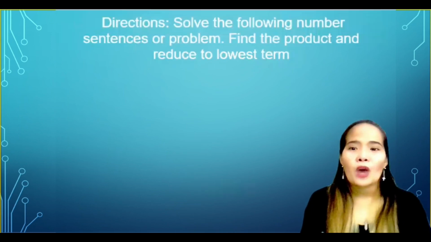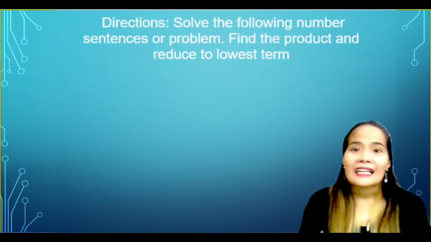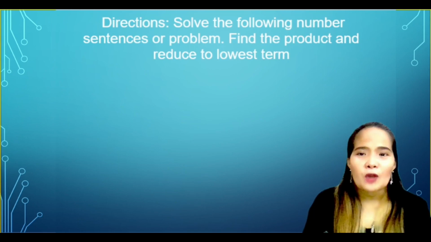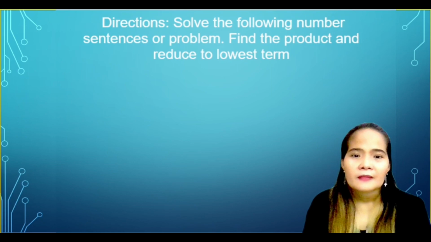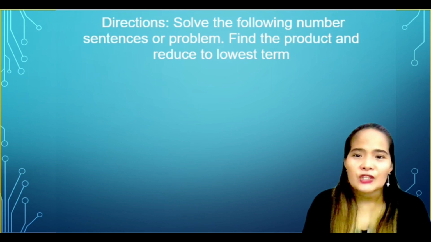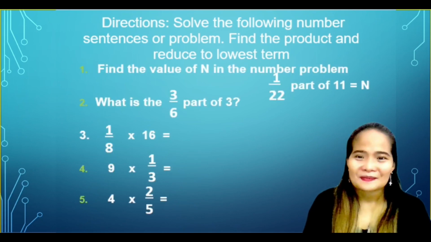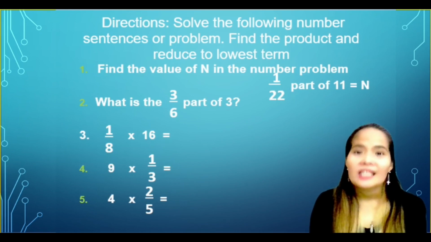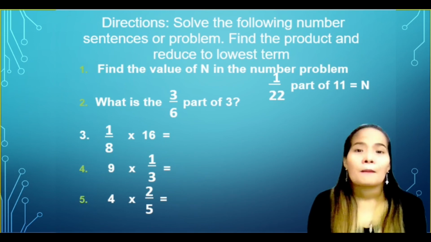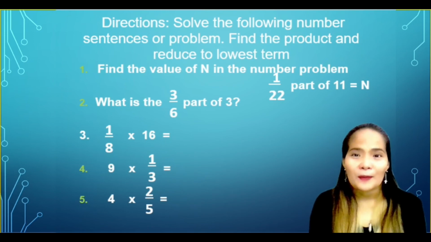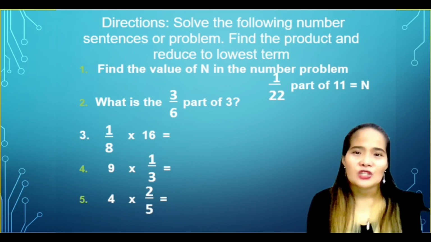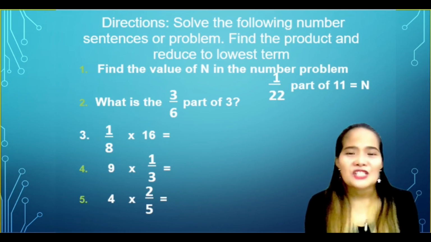Let's go on with our last activity. Solve the following number sentences or problem. Find the product and reduce to lowest term. Get a piece of paper and answer the following numbers. I already posted the correct answer on your screen. Make sure to check your work properly. I am happy that everybody got the correct answer and everybody understands our lesson today.